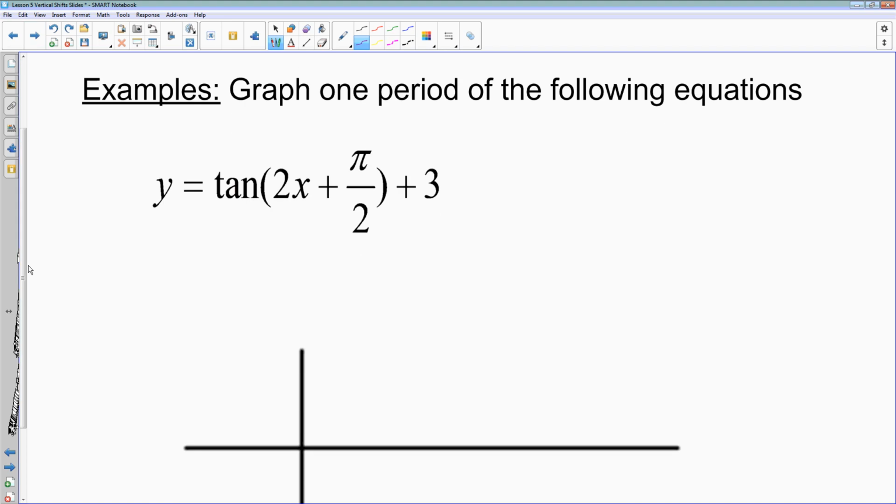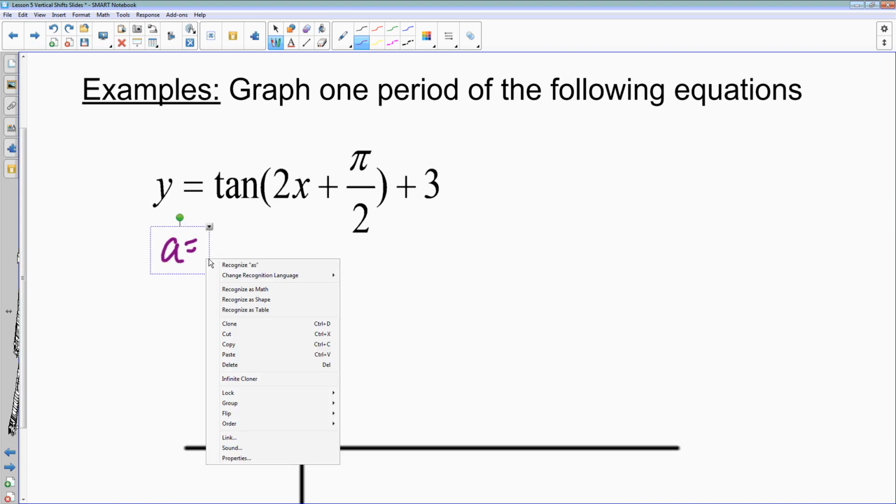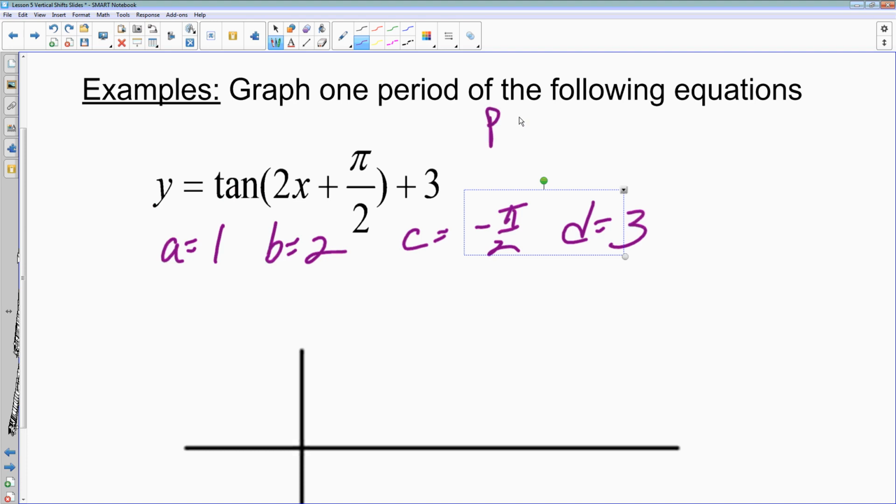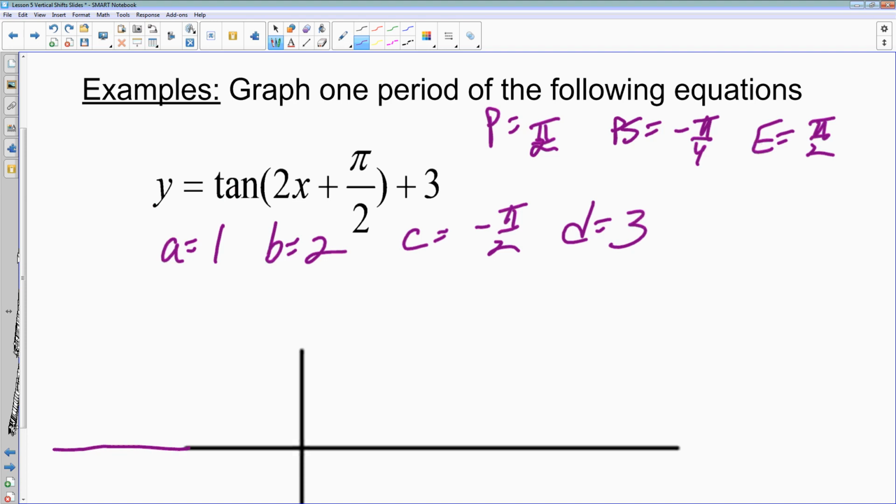Last one, my A value is 1, my B value is 2, my C value is negative pi over 2, and the D value is 3. Okay. One period of tangent is normally pi, but then I divide that by B, so it's going to be pi over 2. My phase shift, negative pi over 2 divided by 2, is actually negative pi over 4. And then if I add pi over 2 to negative pi over 4, that's going to get me positive pi over 4. So this one's kind of nice and centered on your y-axis.